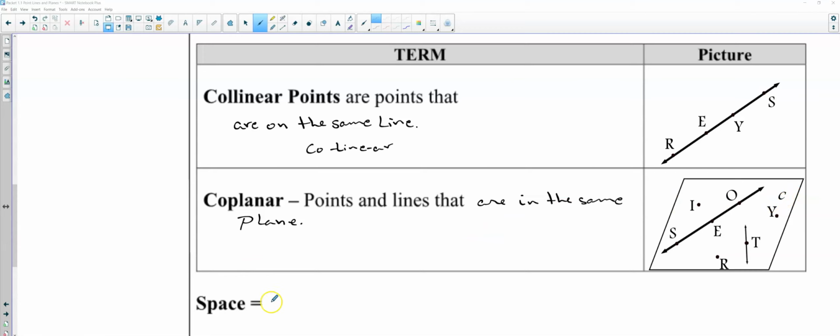Then we have space, and space is basically the set of all possible points, and that would be 3-dimensional, right? All possible points. Remember, this is 3-dimensional.